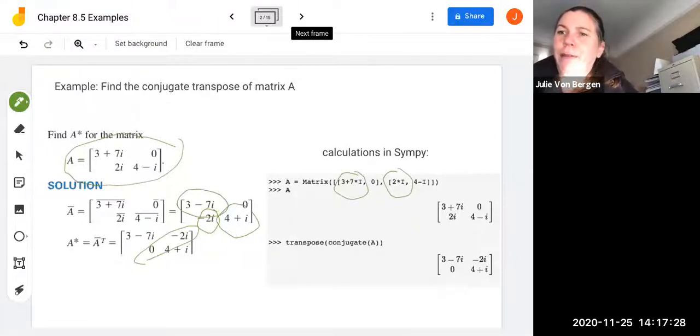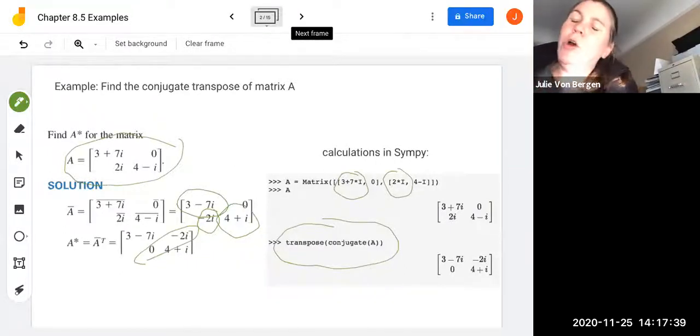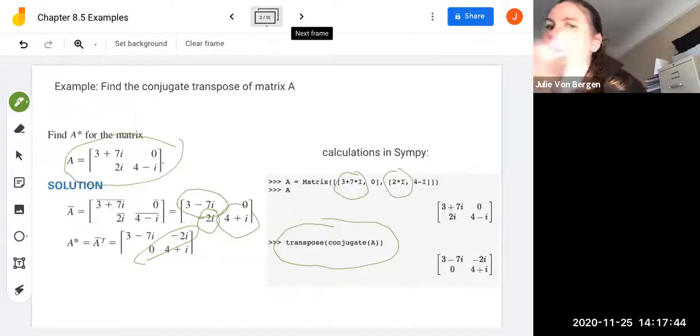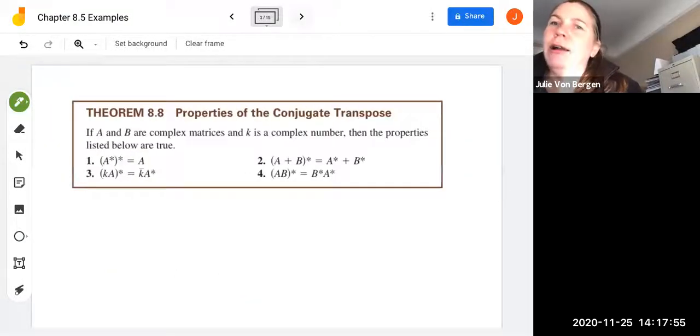So matrix A, you can see is an exact match. And then to do the conjugate transpose in SymPy, first you take the conjugate of matrix A, and then on the outside function, you take the transpose. Order matters, so we want conjugate to be the inside function and transpose to be the outside function. Otherwise, you'll end up with the conjugate of the transpose matrix. All right, so let's take a look at Theorem 8.8, some properties of the conjugate transpose.